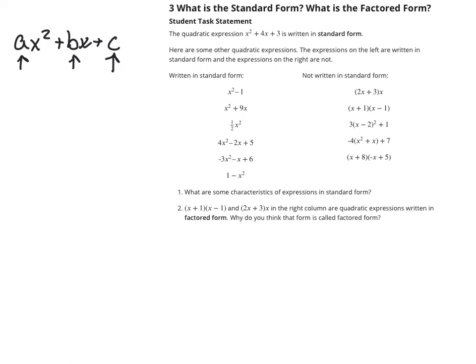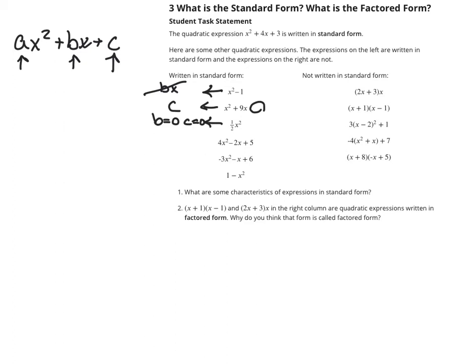So if I look at these, I have x squared minus 1, x squared plus 9x, just 1/2 x squared. Let's just talk through those. In this first one, I'm missing that middle term, so the bx is missing. This next one I'm missing the constant, which is the c. There's nothing at the end. Here, B is 0 and c is 0. That's the difference between those first three.